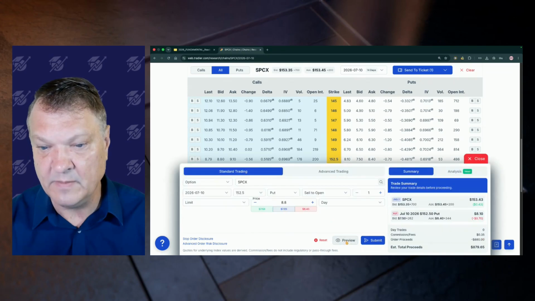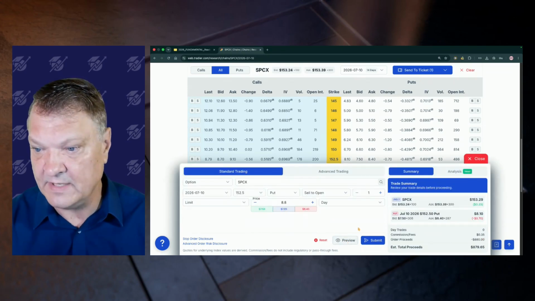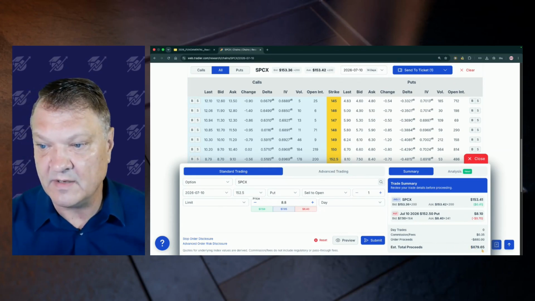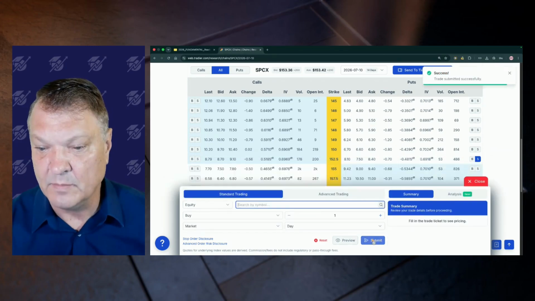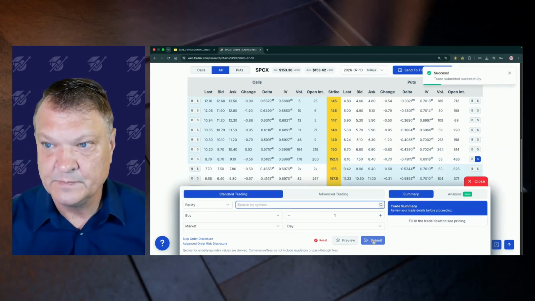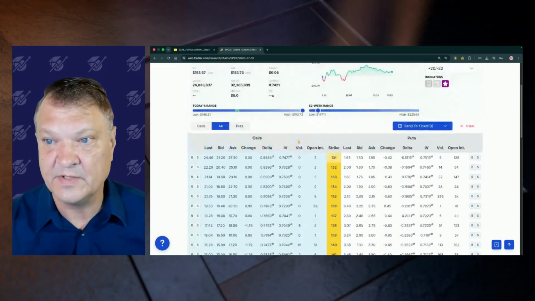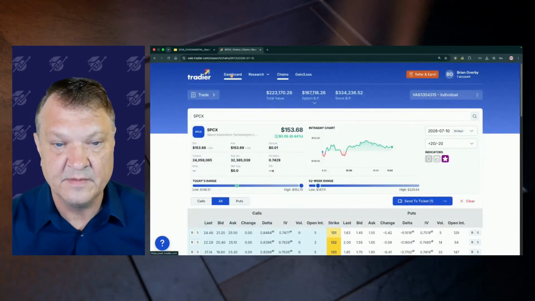Let's preview it. Make sure everything looks right. And we see here's the estimated proceeds that we can bring in, $879.65. And boom goes the dynamite. Order has been sent. So let's go back to the dashboard and take a peek at it.